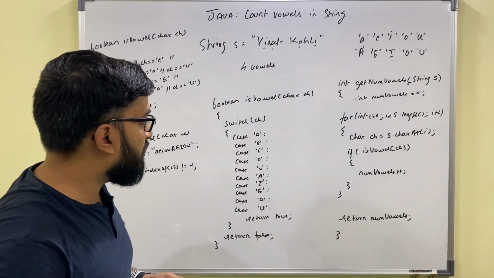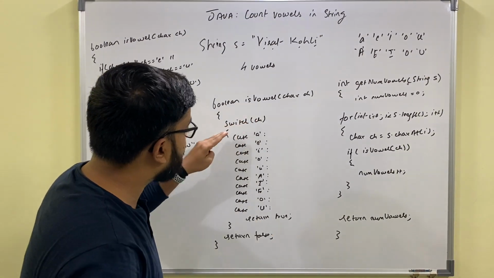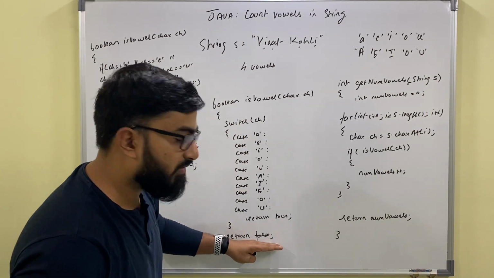Alright. Okay. It means for all these cases, you need to return true. And if ch does not match any of these cases, ch will come out of the switch case here and the value returned will be false.